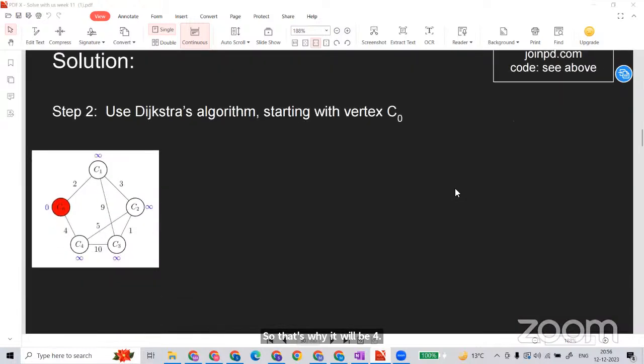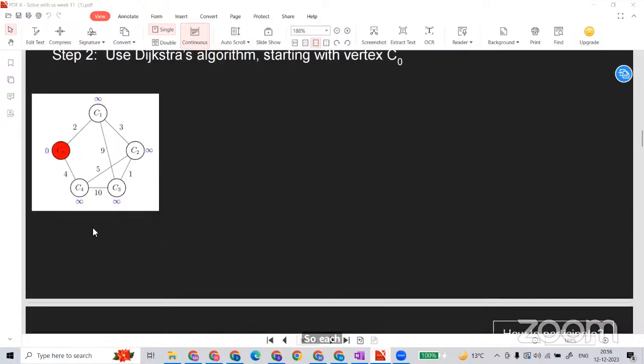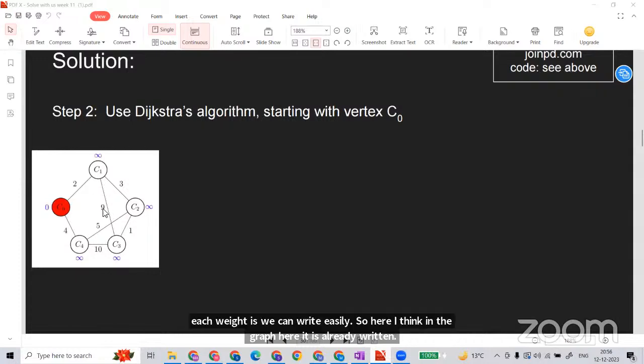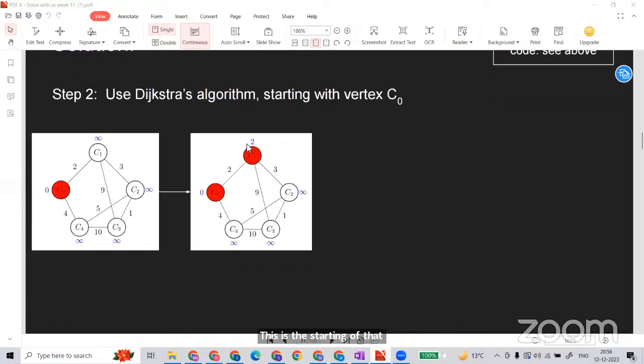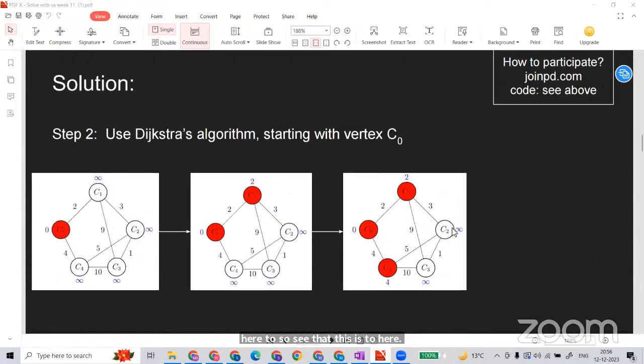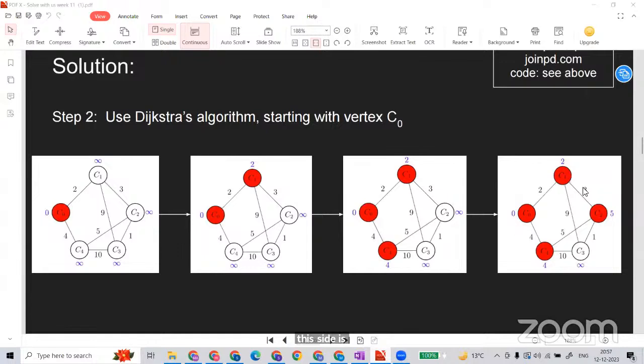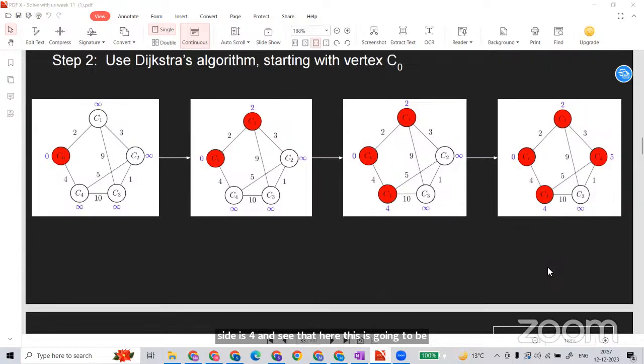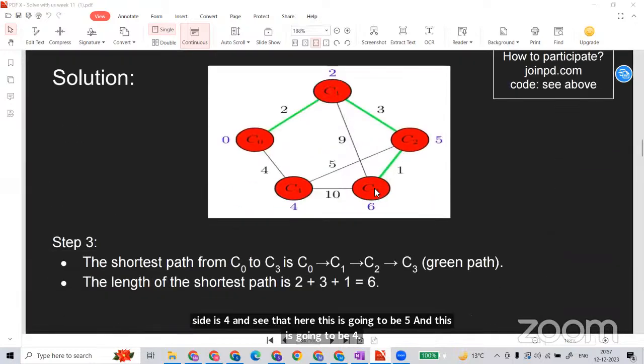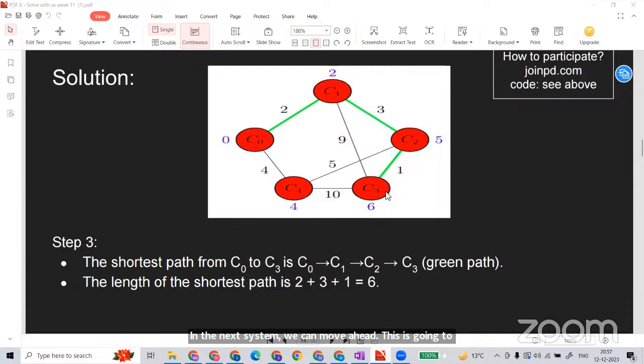So in the graph here it is already written. This is the start of the Dijkstra algorithm. So we'll do here 2. See that this side is 2, this side is 4. And here this is going to be 5, and this is going to be 4. In the next step we move ahead, and this is going to be 6. So all other vertices are written with the minimum weight.